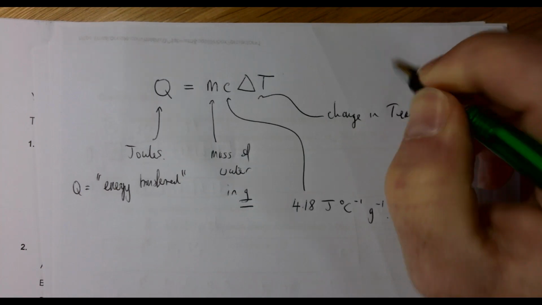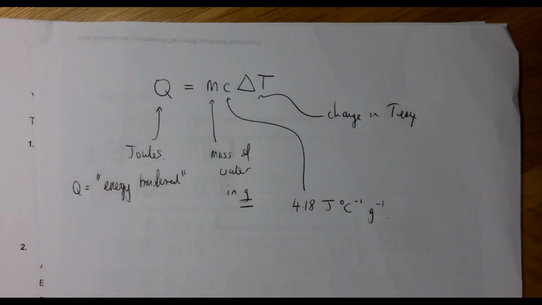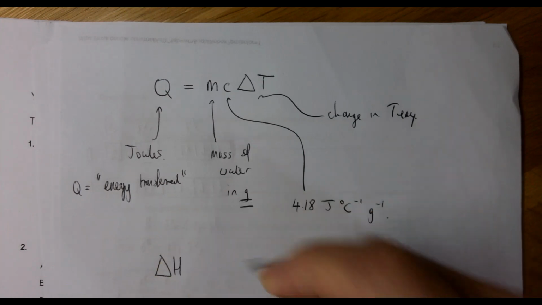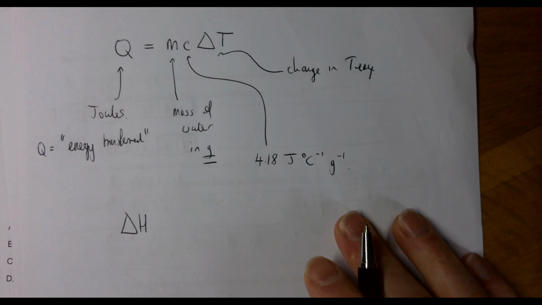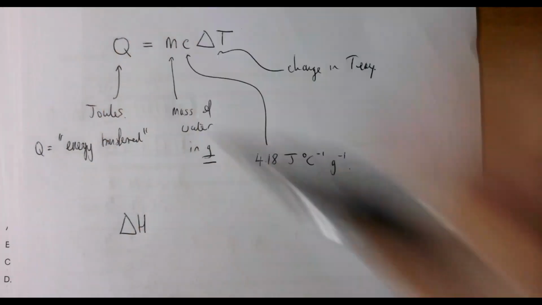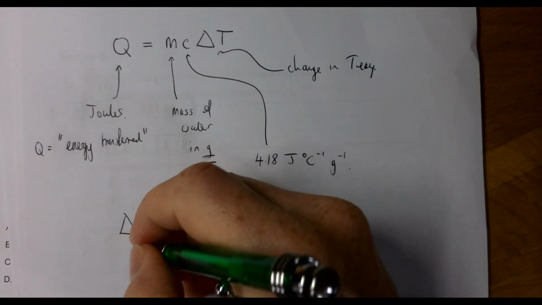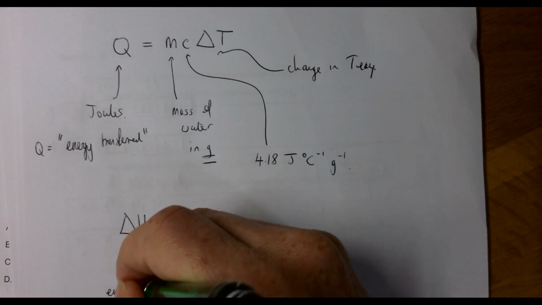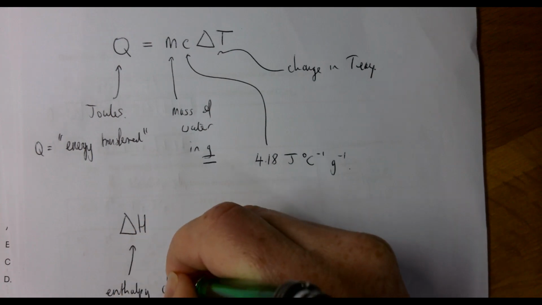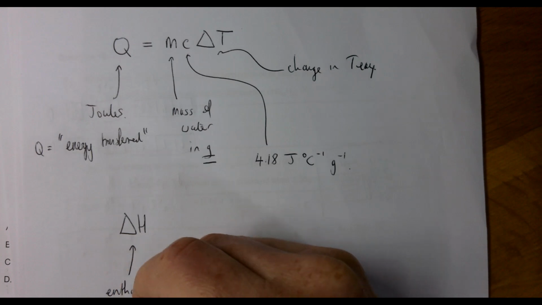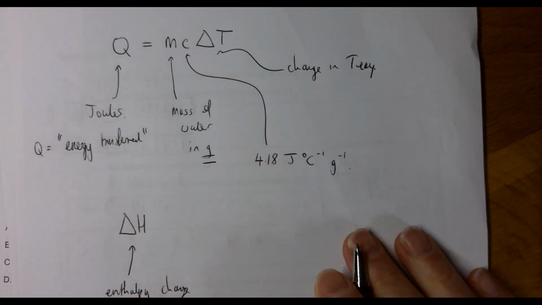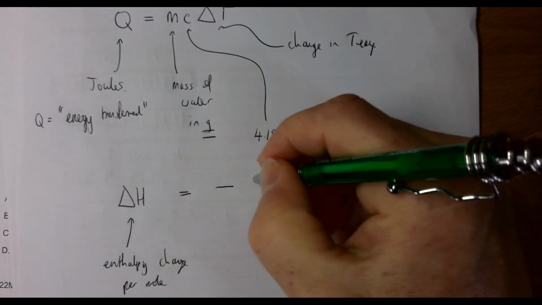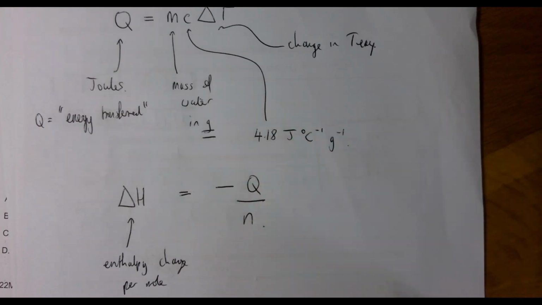Now people get this equation for Q, the energy transferred, and the equation for delta H muddled up. So if it asks you about the energy transferred, work out Q. If it wants you to work out the enthalpy change for a process, enthalpy change per mole, you'll be working out delta H. Now if that's an exothermic reaction, use minus Q divided by n.